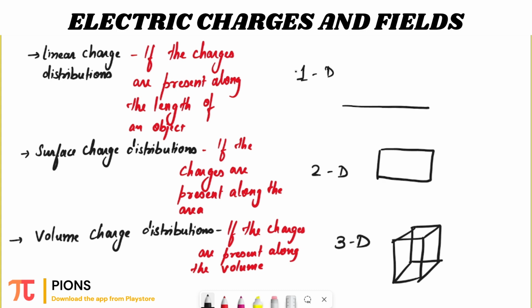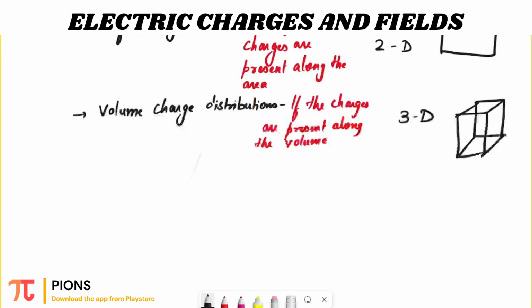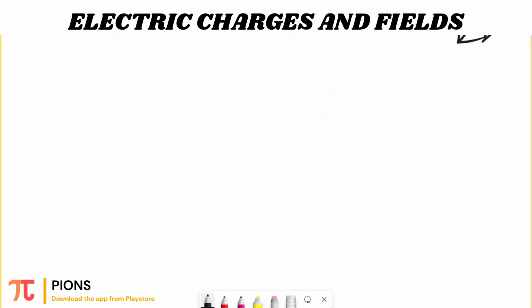So if the charges are present along the length, we call it linear charge distribution. If the charges are present along the area, we call it surface charge distribution. And if it is present along the volume, we call it volume charge distribution, right? So depending on these types of distributions, we have one more thing, and that is called density.